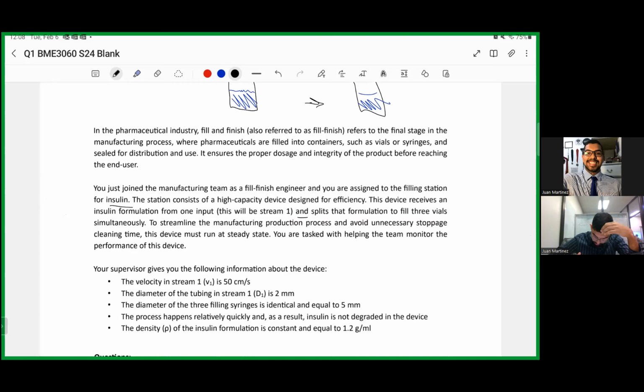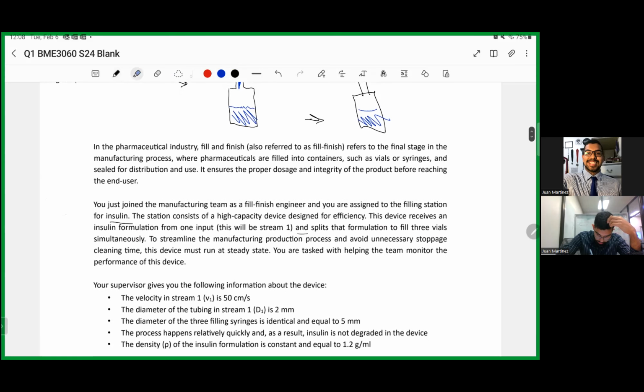To streamline the manufacturing production process and avoid unnecessary stoppage cleaning time, this device must be run at steady state. That's super important. Let's highlight that. That's something that we know is going to be an assumption that we're going to use. So here we won't have a change. Whatever is in the system is going to stay in the system. Let's say X amount of mass is going to be in the system at all times. In this case, it might be insulin, it might be other stuff that they're going to talk about later in the problem.